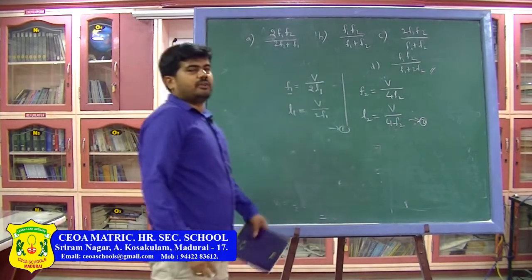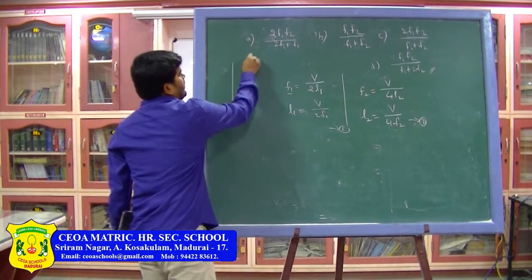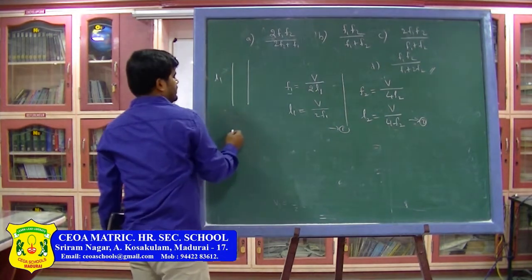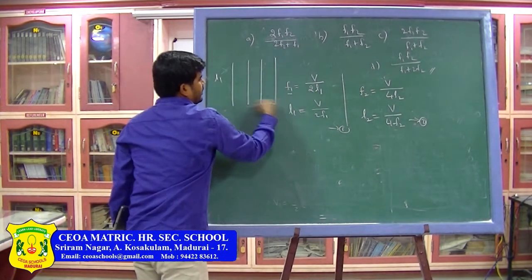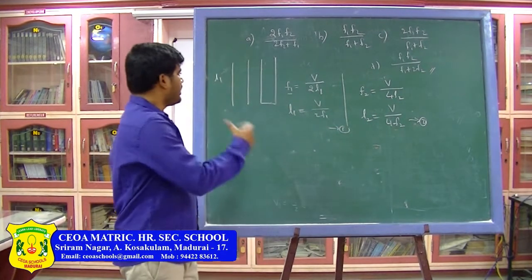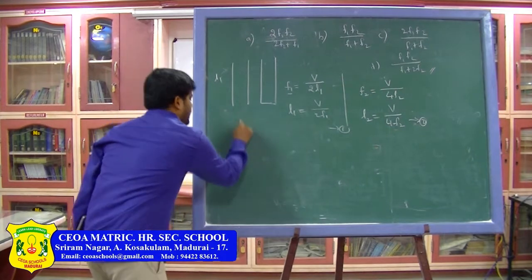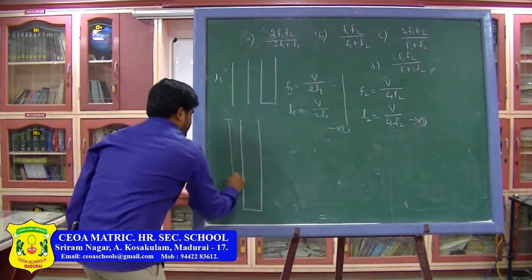Now, the condition is that the two pipes are joined. Remember, one pipe is an open pipe of length L1, the other is a closed pipe of length L2, and they are of the same area of cross section. Now, if they join together, we will get a closed pipe of length L1 plus L2, remember.